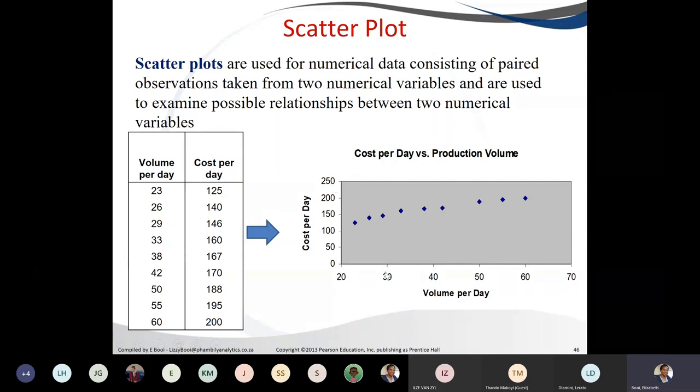So this is the production volume, and these are your cost per day. But we will discuss the scatter plot in more detail when we do chapter 12, when we look at regression and correlations. For now, I've been talking for almost 2 hours, so my throat is killing me. That's why we need to always have a break.